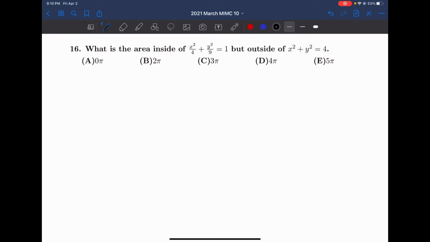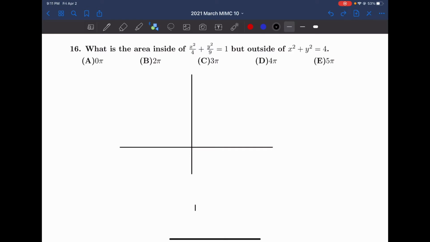For number 16, it is a pretty straightforward conic sections test. It gives us 2 conic sections, and we want to find the area between them. We can find 1 of the area and then 2 of the area, and use the principle of inclusion and exclusion, which also applies in coordinate geometry. So let's graph it out first.